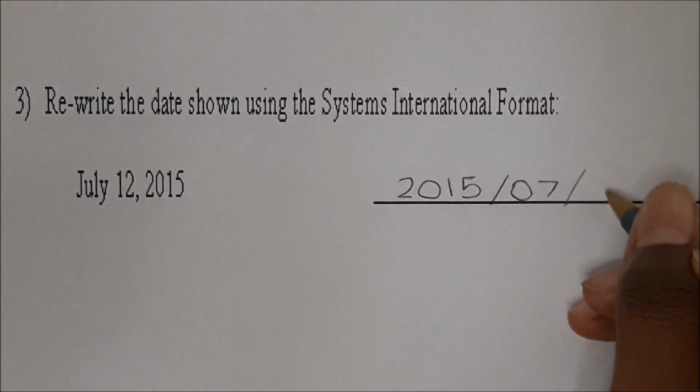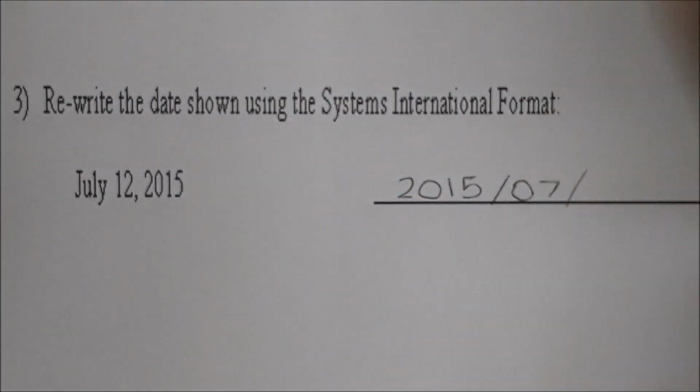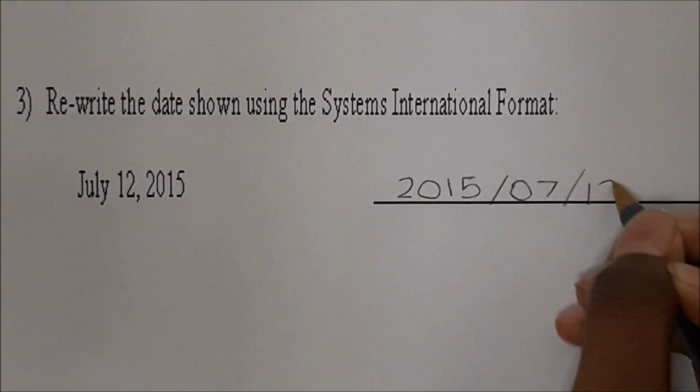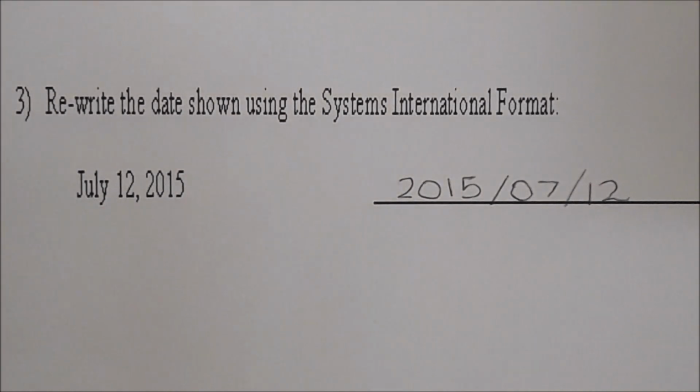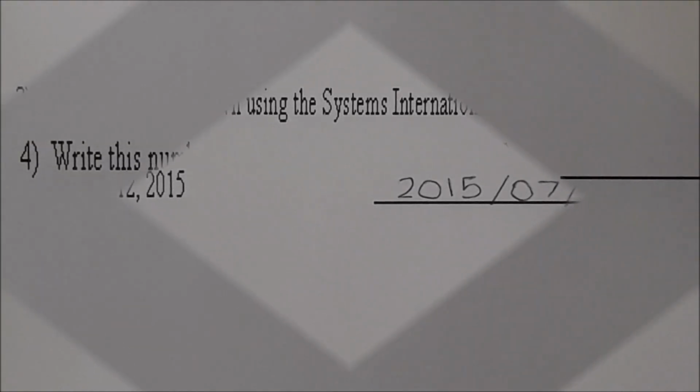Let's show them how you got that number for the month. You went January, February, March, April, May, June, July. So it's the 7th month. And put the last thing you're going to put. The day is? The 12th. So you put 12. And so you go from the largest amount, which is the year, then the month, and then the day. And that's correct for SI format.